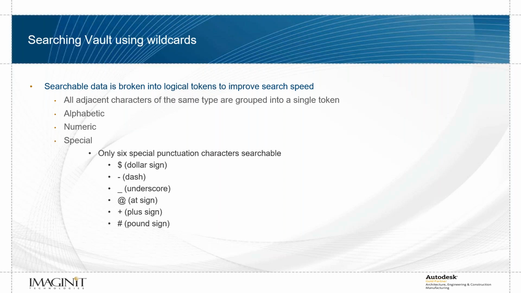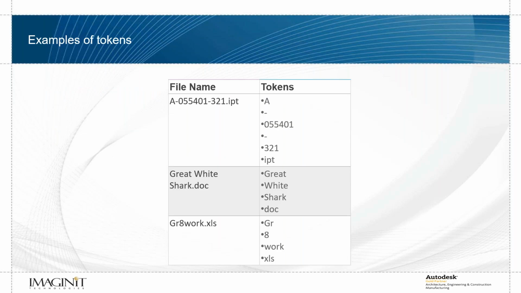All right, so it seems kind of weird, but let me give you some examples. If I've got a file name that is A-055401-321-IPT, what we have within here is that I have a token that is A. I've got a token that is dash. I've got a token that is 055401. I've got another dash, and then I've got 321.